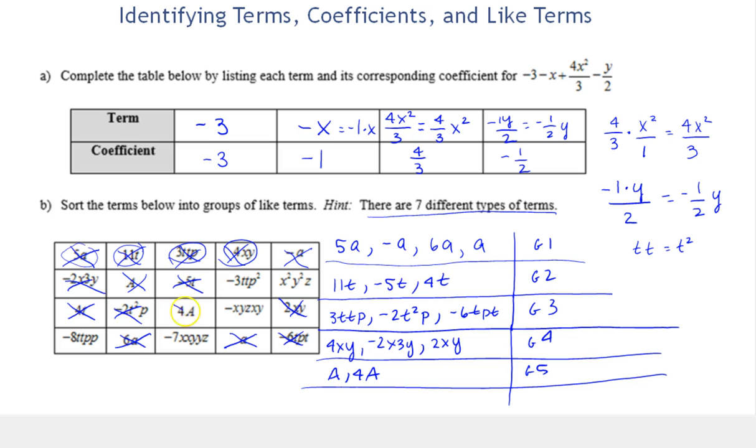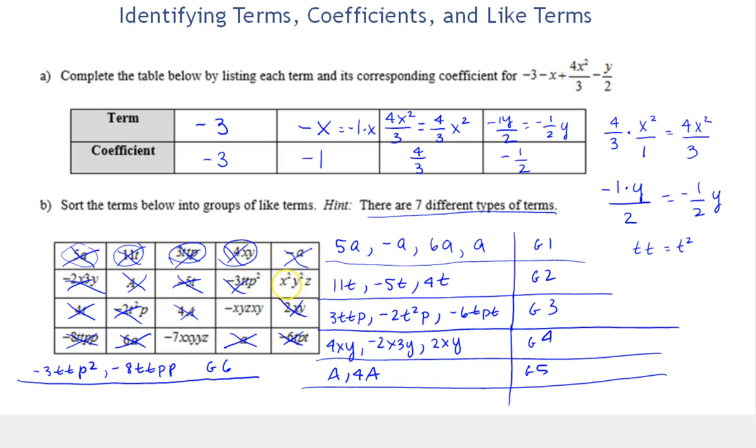Next grouping. 2 factors of t and 2 factors of p. Let's move this over here. So negative 3ttp squared. These have x's and y's. Here's something with 2 factors of t and 2 factors of p. So negative 8ttpp. So this is group 6. I'm just keeping track of them to make sure I have 7 in the end. And let's make sure we cross them all out.